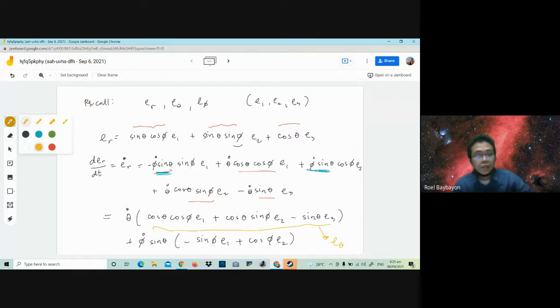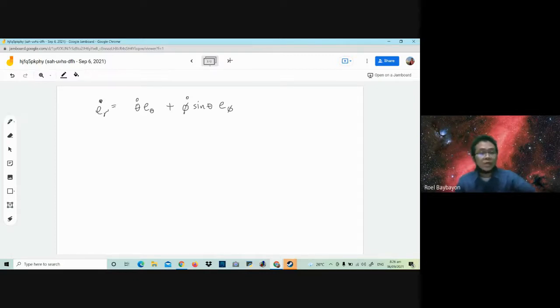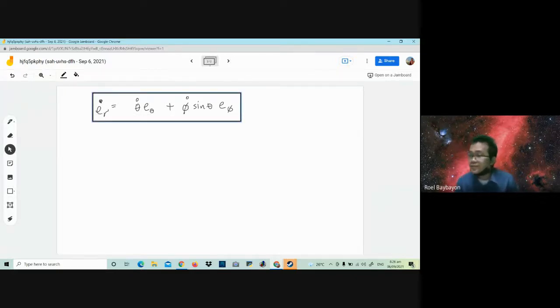And this is actually the E phi. Okay? So therefore, I can reduce the terms for ER dot. ER dot can be written as theta dot E theta plus phi dot sine theta E phi. So this is now the time derivative of my ER.